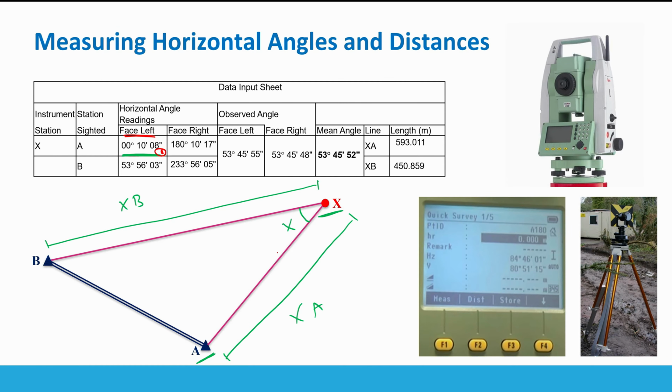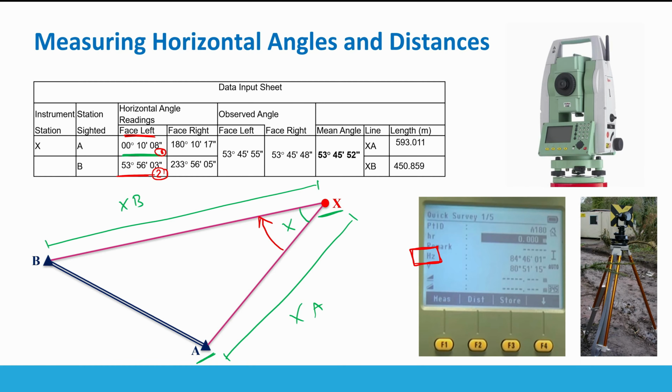And then you will turn your total station towards station B, and you will look at the screen of the total station and get the value of the horizontal angle from the screen and write it down here. This is the second measurement. It is called face left over B. The value in this case is 53 degrees, 56 minutes and 3 seconds.